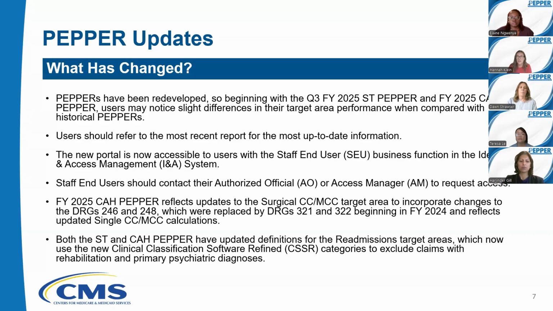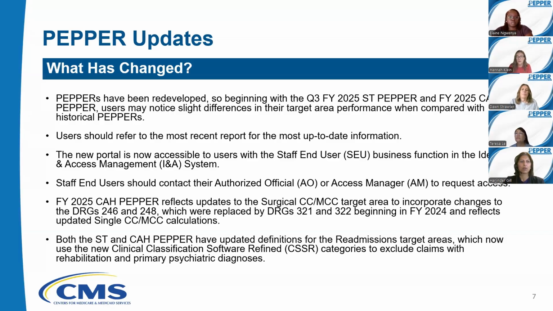The fiscal year 2025 Critical Access Hospital PEPPER includes a few updates, including an update to the surgical complications and comorbidities and major complications and comorbidities, or surgical CC/MCC target area, to reflect changes to the DRGs 246 and 248. These were replaced by DRGs 321 and 322 beginning with fiscal year 2024.